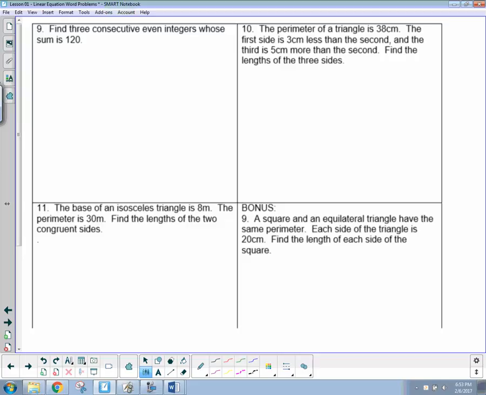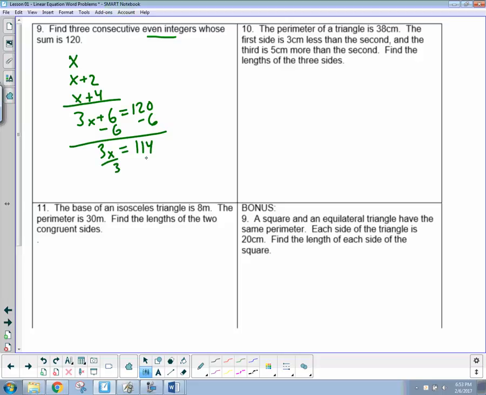I'm almost done. I don't know about you guys. Find three consecutive even integers. So x, and I'll put that dot there. X plus 2, x plus 4, draw your line, 3x plus 6 should equal 120. Subtract 6 from both sides. 3x equals 114. Divide by 3, x equals 38. Remember, that's 38, 40, 42. Remember, even integers.